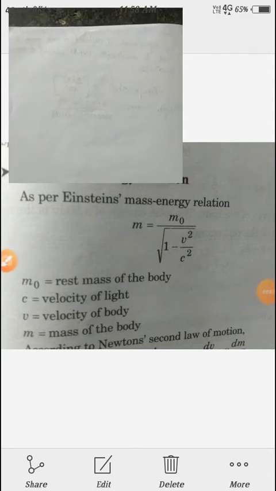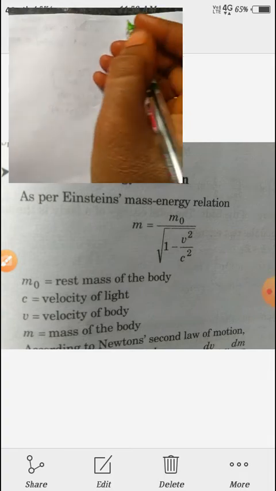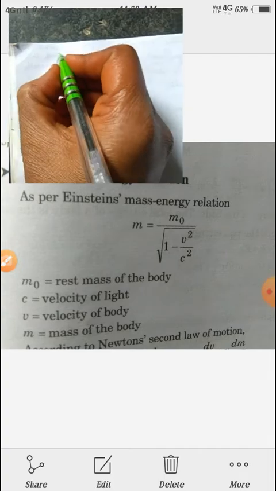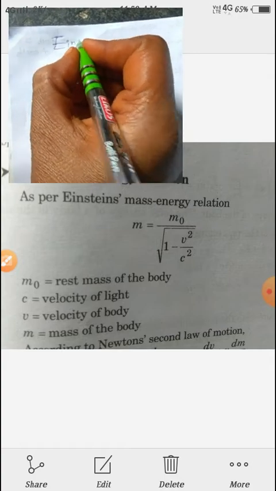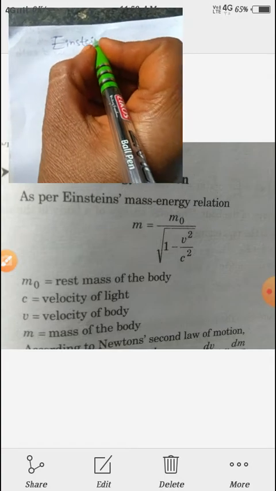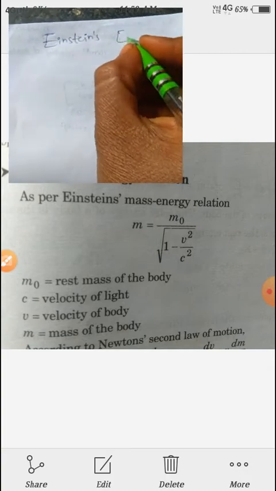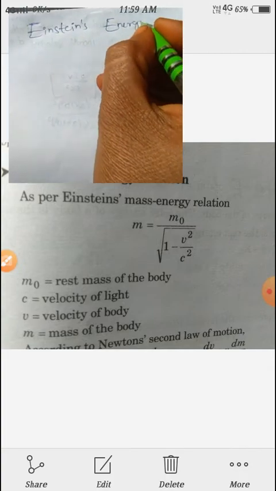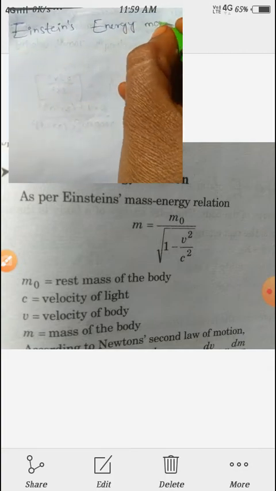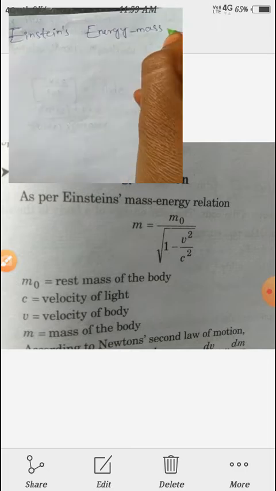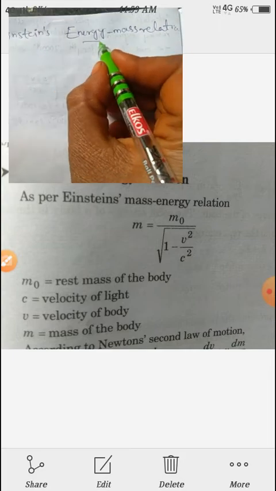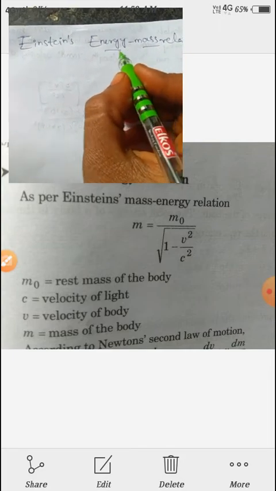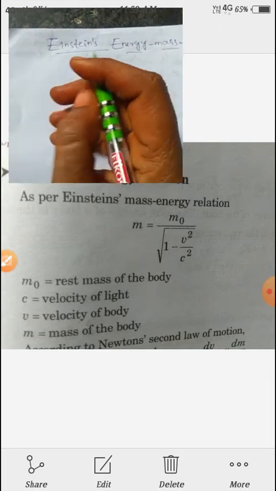Today's topic, Einstein's energy mass relation. The relation between energy E and mass M, according to Einstein's.